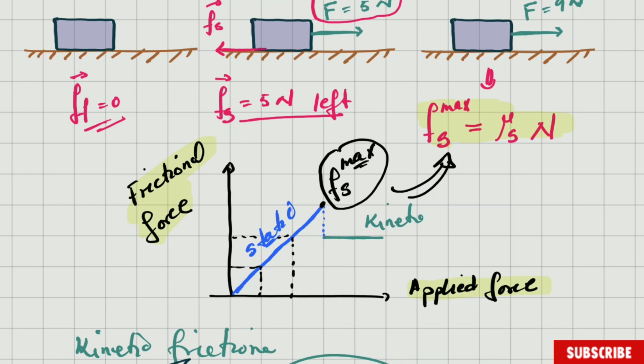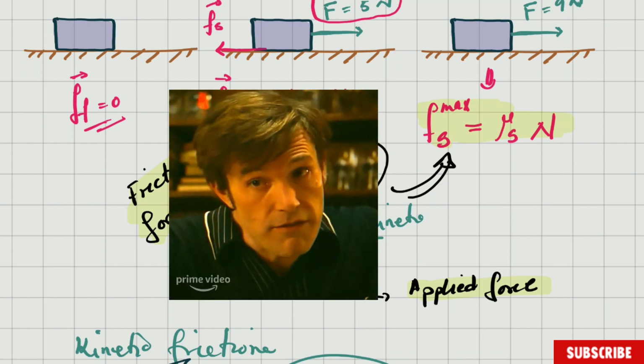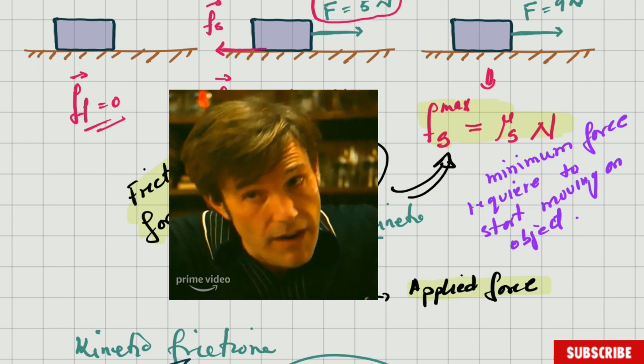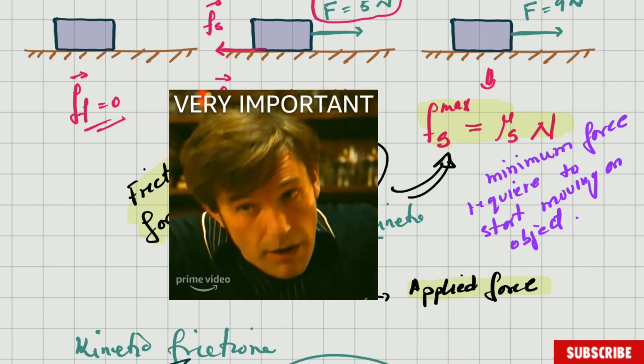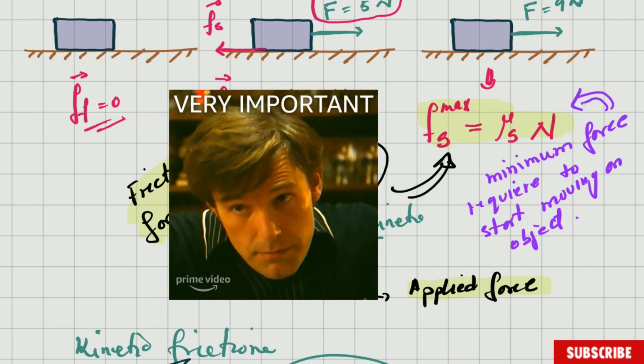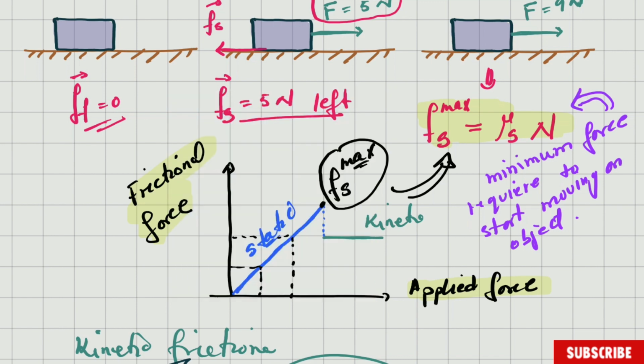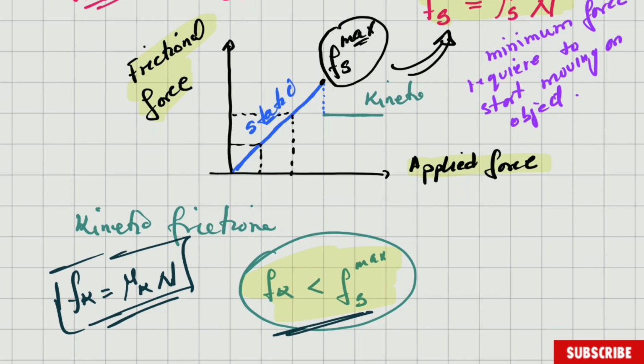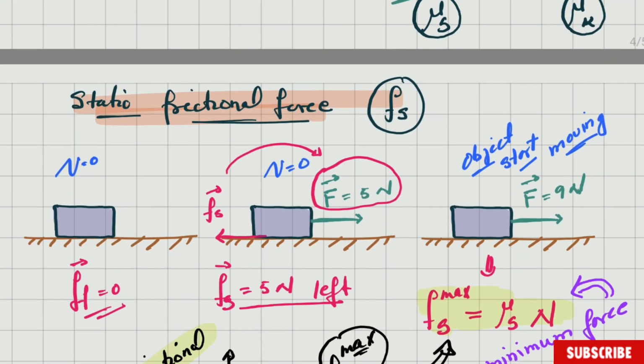The maximum static frictional force is the minimum force needed for the object to start moving. Minimum force required to start moving an object, and that's it, the maximum static frictional force. This is all for friction. It is a very important topic and it could really be tricky. It could be really tricky. We didn't represent here at the bottom. This one is the maximum static frictional force. I just want to write frictional force.